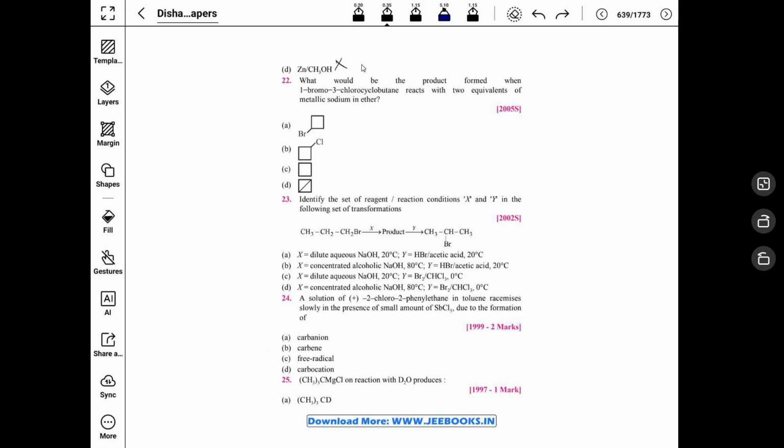Okay, now moving to question 22. What would be the product formed when 1-bromo-3-chlorocyclobutane reacts with 2 equivalents of metallic sodium in ether? So let's draw the structure of this. Let's say this is bromo at 1 and 3 is chloro. First the bromo will cleave to form sodium species and it will have partial negative charge. This is the example of Wurtz reaction. First it will remove the bromide and then this carbanion undergoes intramolecular nucleophilic attack and gives this kind of product. So the correct answer is D.